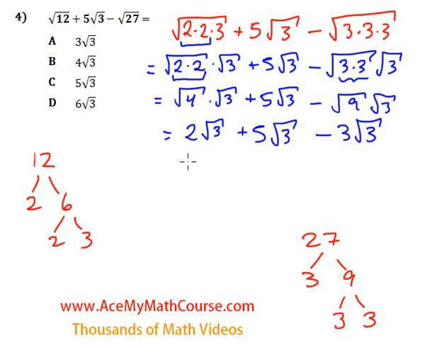Great. Now we have like terms. 2 plus 5 is 7, minus 3 is 4. So we get 4 times the square root of 3. And that's it. So the answer is B.